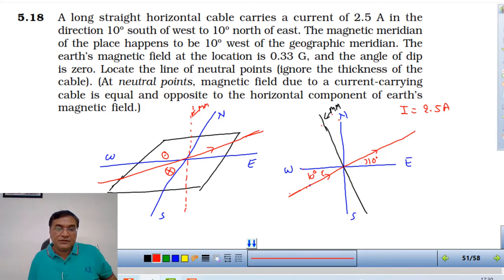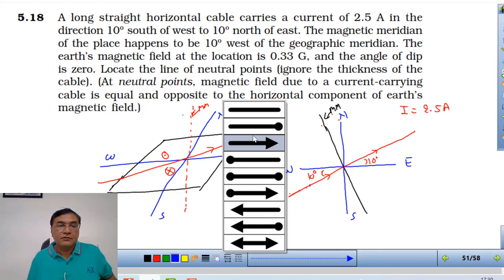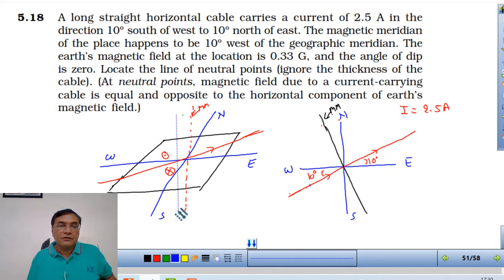So the magnetic field lines will always be parallel to this, parallel to the magnetic meridian. If I draw the magnetic field, it looks like this, and the direction is going into the page. Inside. So here also the magnetic field direction is like this.